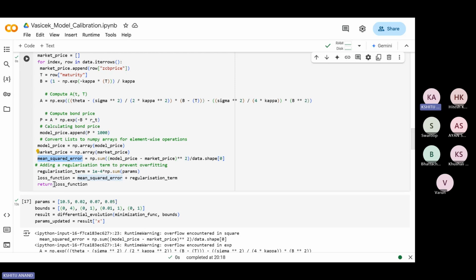You can also pass it. You don't need to add the regularization term. That's also okay. So let us not do it right now. What I will be doing is just returning the mean squared error.